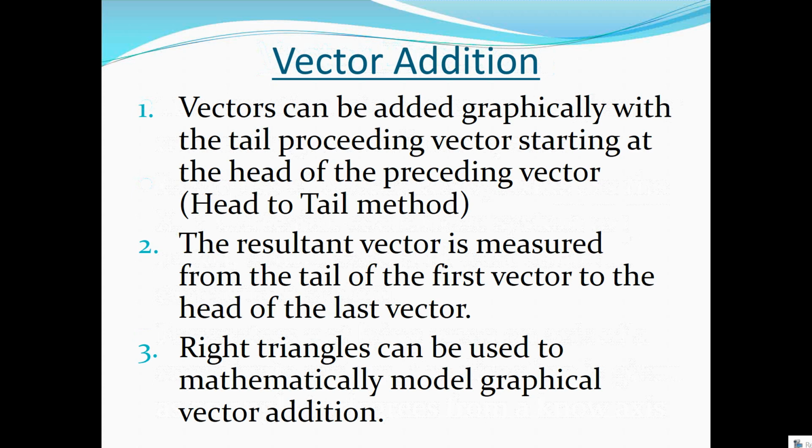Another thing that is often done with vectors is vector addition. Vectors can be added graphically or mathematically. When you add vectors graphically, you use the head to tail method, meaning that you start each vector at the head of the preceding vector so that the tail of the second vector comes in contact with the head of the preceding vector, hence the head to tail method. To find the resultant, or the ultimate or overall result of the vector addition, you would produce a third vector that goes from the tail of the first vector to the head of the last vector, and that's referred to as the resultant.